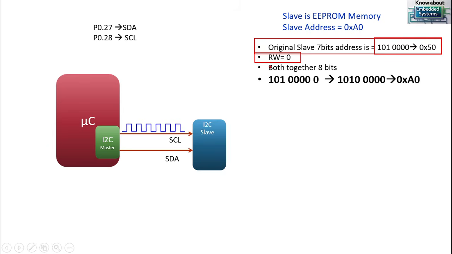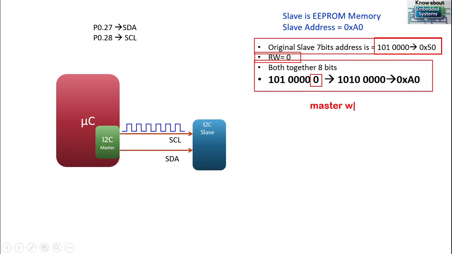But when you combine it with the read/write bit, it will become like this: 101 and 000, and this is your read/write bit. I'm making the read/write bit 0, saying that the master is in write mode. So 0 means master write and 1 means master read. When you put together both 7 plus 1 bit, it becomes 8 bits. In this, the original 7 bits are the slave address, and the least significant bit is your read/write bit. So both together it is going to be A0. So this is the slave configuration.